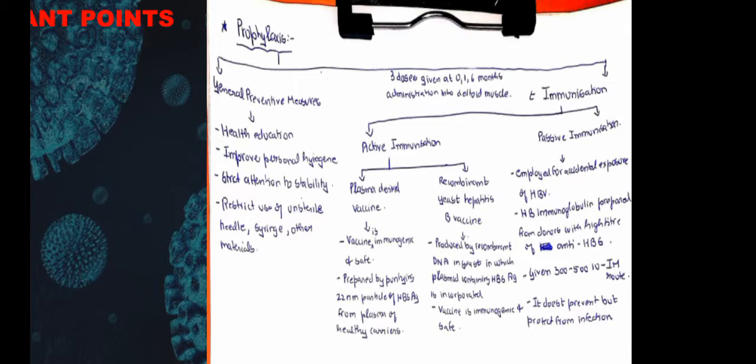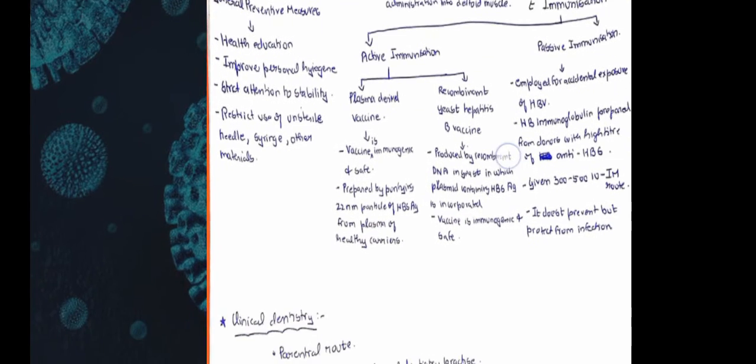Coming on to the passive immunization, it is employed for accidental exposure to HBV while doing a dental procedure or dealing with a patient. Sometimes a doctor may be exposed. So this type of passive immunization is very helpful for these people. Coming to HB immunoglobulin, which is prepared from donors with a high titer of anti-HBs, it is given at 300 to 500 IU by IV or IM route. It doesn't prevent infection, but it protects from it. So the prophylaxis will include general measures and also immunization.